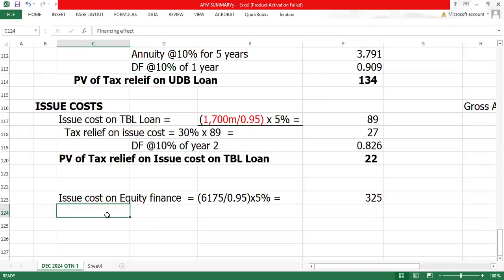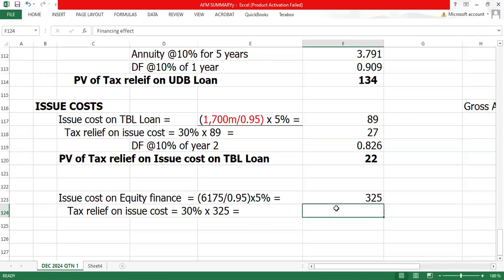So once I have this, I can go ahead and get the tax relief on issue cost. Like here, if you know this, you simply get the tax relief on issue cost. Gross up immediately multiplied by 30%. So it will be here, the 30% times 325. The tax relief.